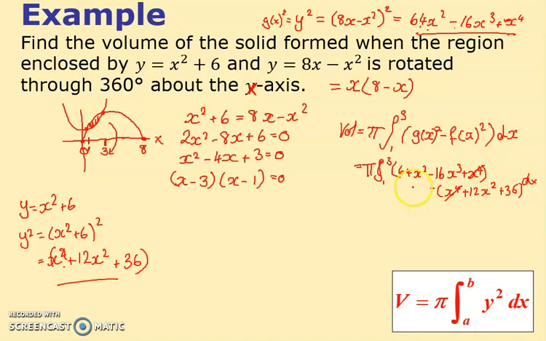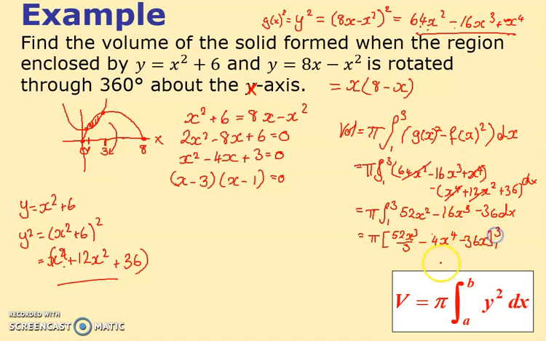So when I do this subtraction, obviously the x to the 4 minus this x to the 4 cancels. And I get pi times the integral from 1 to 3. But I do get some x squared left over. I get 52x squared. So that's them gone. I get a minus 16x cubed. And then a minus the 36 dx. So when I integrate this, I get pi times 52x cubed over 3 minus 16x to the 4 over 4. That's 4x to the 4. Minus 36x between 1 and 3.